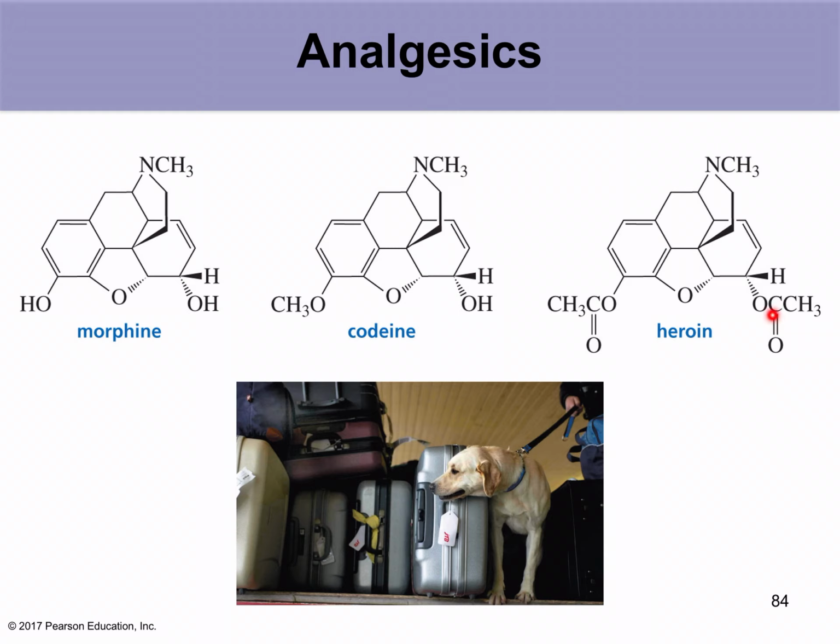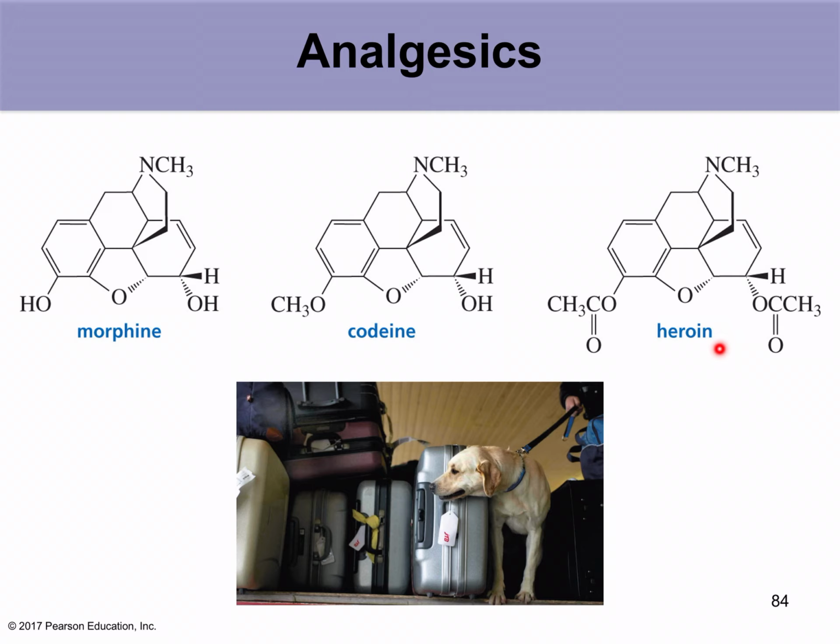So when you treat morphine with acetic anhydride, you can form heroin. Since it uses acetic anhydride and puts an acetyl group on the OH, acetic acid is also formed as a byproduct when the heroin is being synthesized.